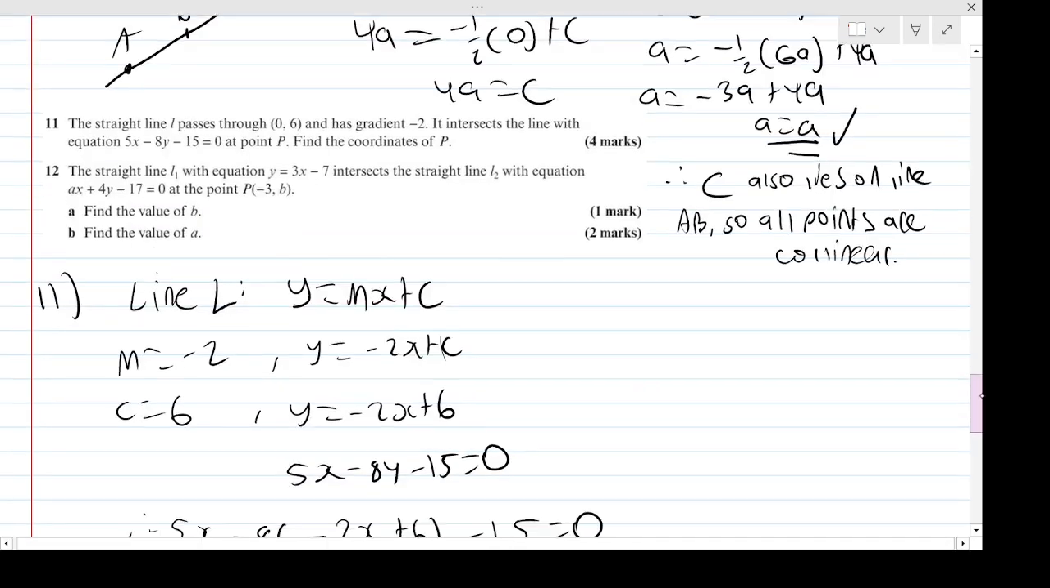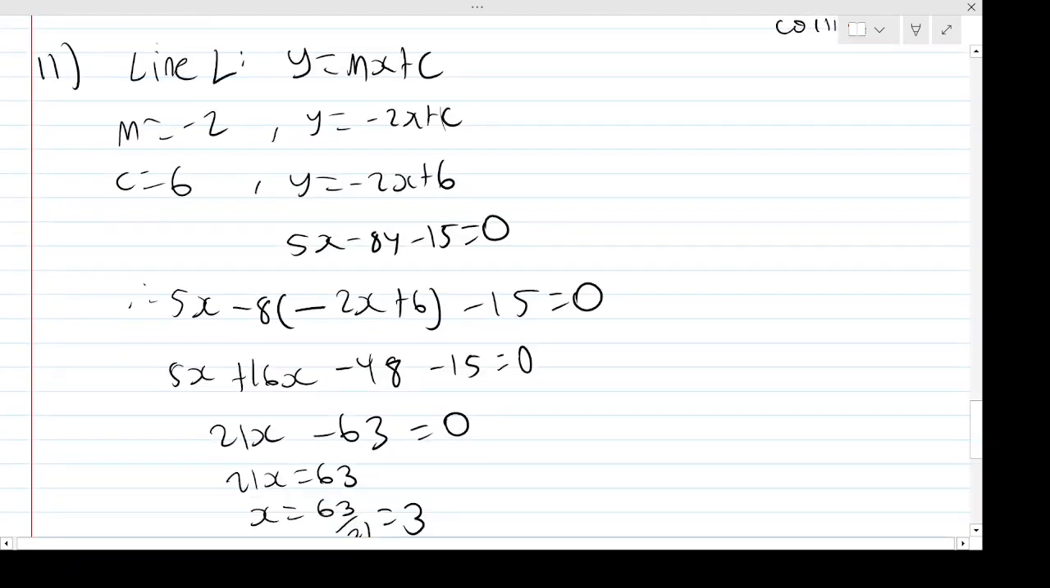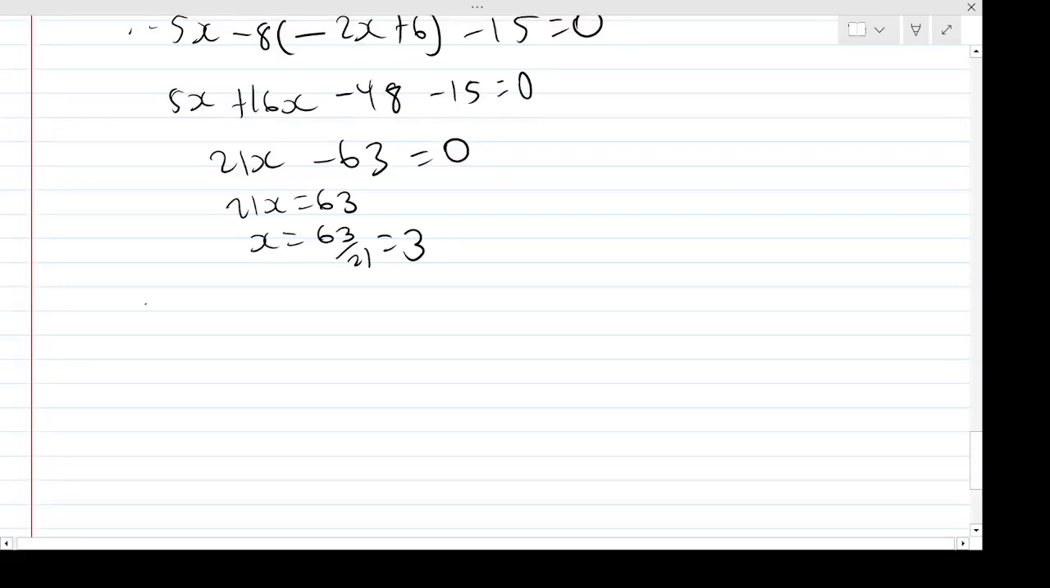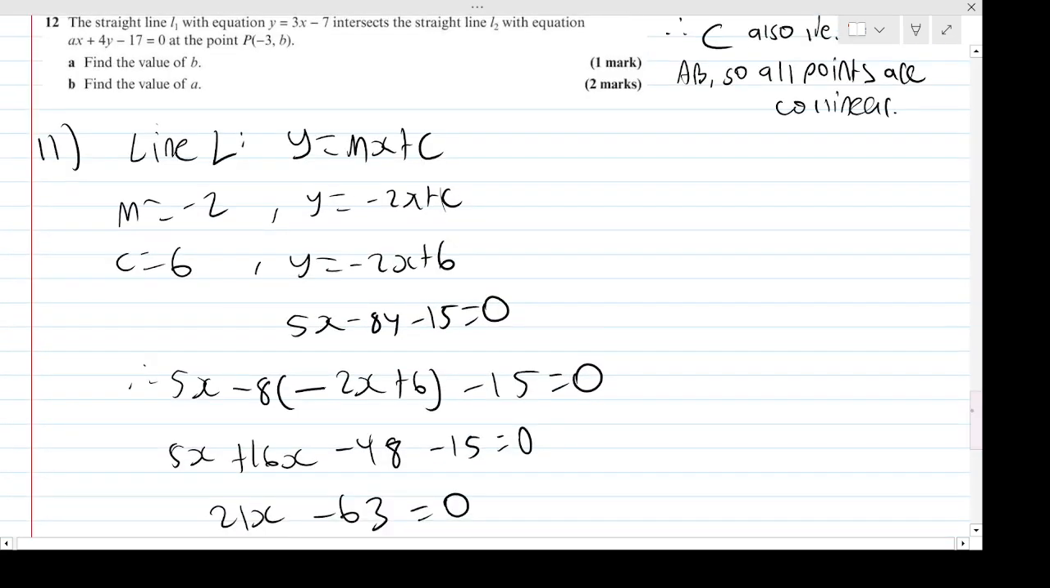Okay, but then the y value, I can then substitute it back in to either equation here. But I'm going to substitute it into this one because it's already nicely rearranged. So then, therefore, y, remember, is minus 2x plus 6.